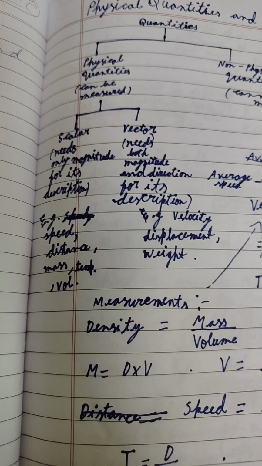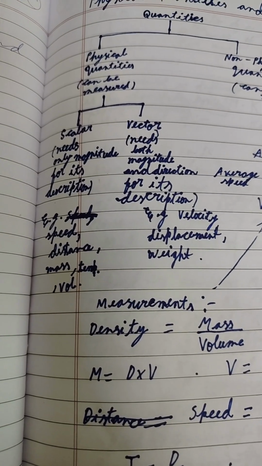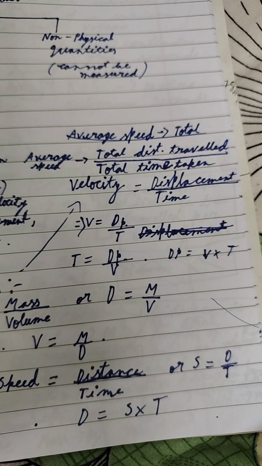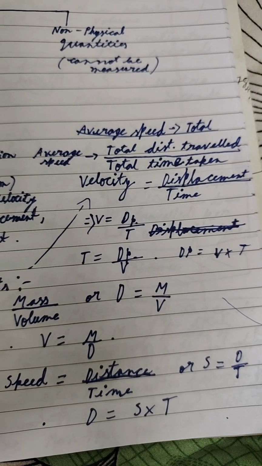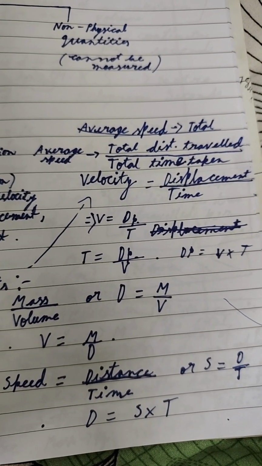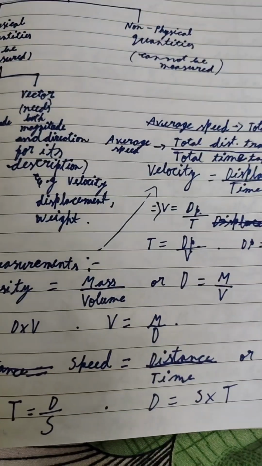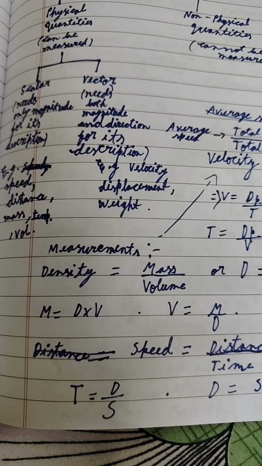Now measurement. Density is equal to mass by volume, or D = m/V. D stands for density, m stands for mass, and V stands for volume. Mass is equal to density into volume, volume is equal to mass by density.